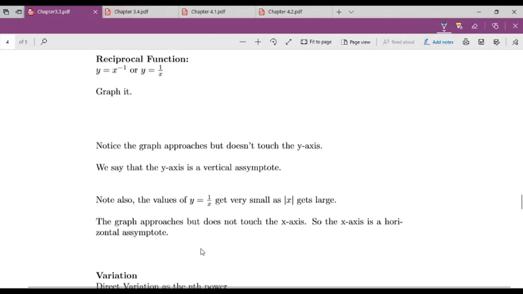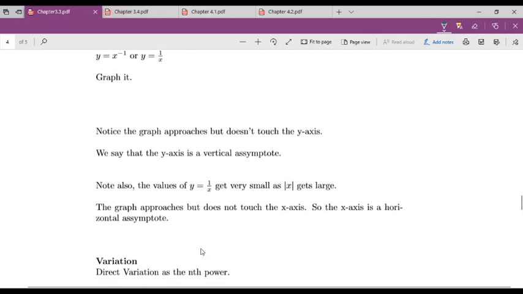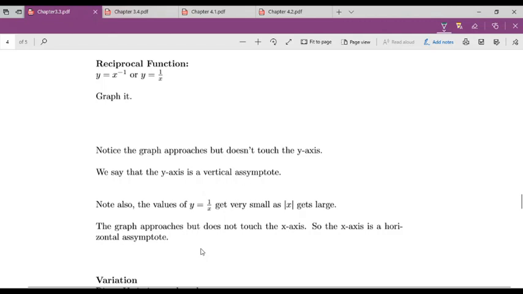Something we'll notice when we graph to keep in mind, I'll go ahead and read through this and then we'll go to the graph. It says, notice the graph approaches but doesn't touch the y-axis. We said the y-axis is the vertical asymptote. Note also the values of y equals 1 over x get very small as the absolute value of x gets large. The graph approaches but does not touch the x-axis, so the x-axis is the horizontal asymptote. So we should have two asymptotes when we graph this, a vertical one and a horizontal one. So let's go over here to the graph and look at it.